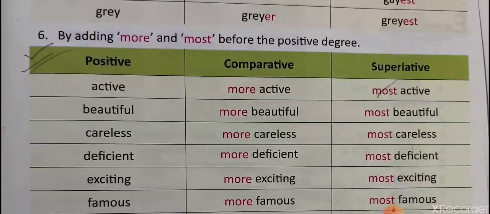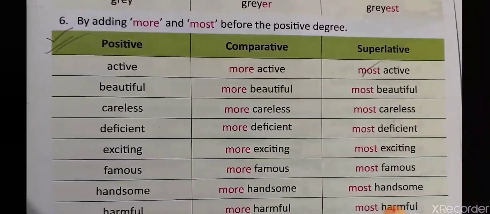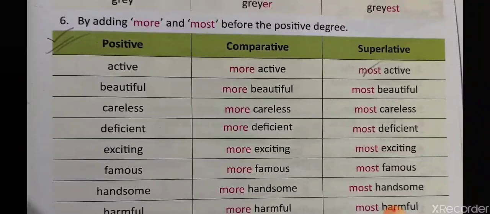By adding more and most, I mean most with the, before the positive degree. So what do we do here? For the comparative degree we use more, and for the superlative degree we use most. So active, more active, most active; beautiful, more beautiful, most beautiful; exciting, more exciting, most exciting; handsome, more handsome, most handsome, and many more.